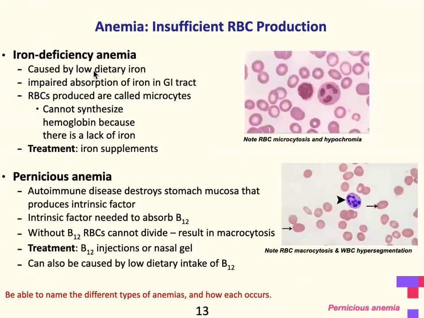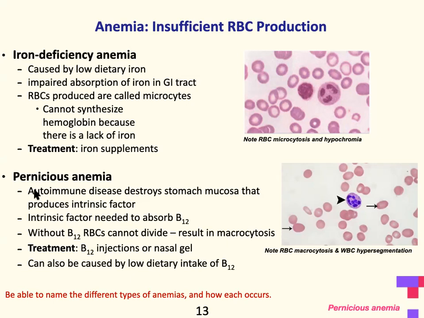So it can be caused by insufficient dietary iron. It could also be caused by impaired absorption of iron within the digestive tract. Okay. And red blood cells that are produced are called microcytes because they are small. And these cells cannot synthesize hemoglobin because there's a lack of iron. So the treatment will be iron supplements.